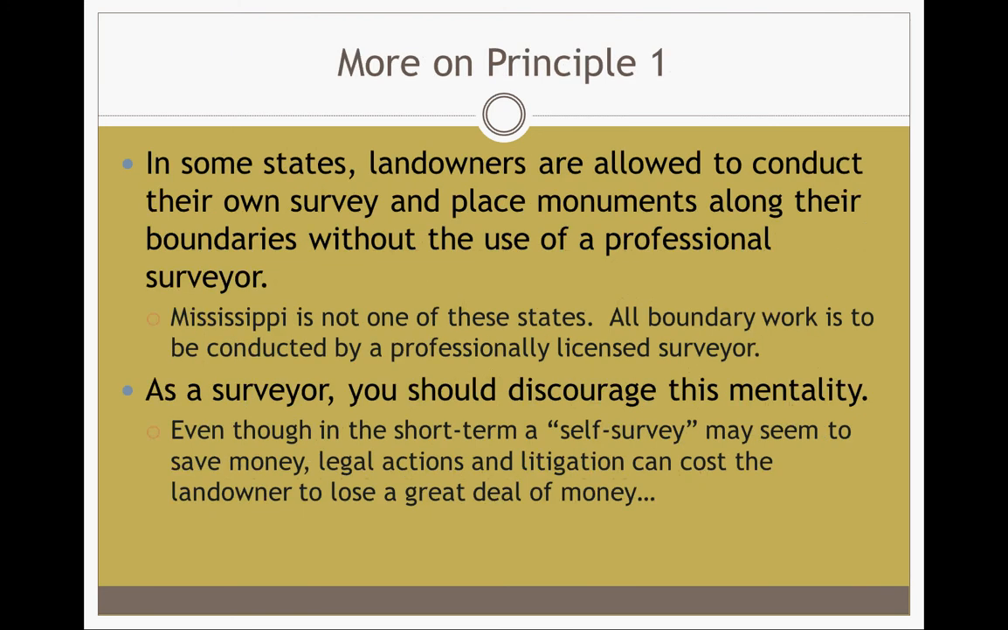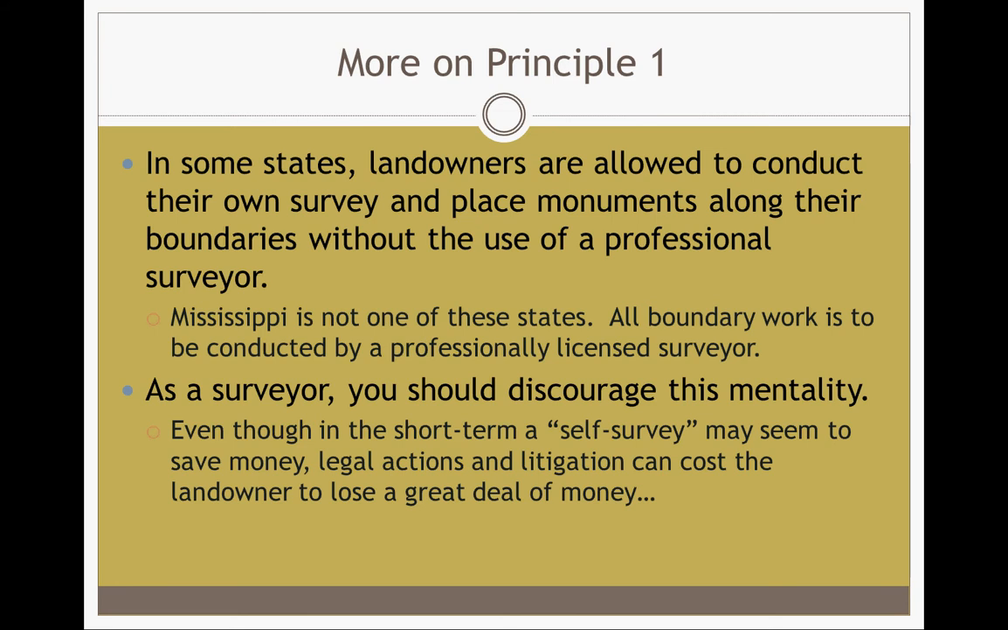In some states, landowners are actually allowed to conduct their own survey and to place monuments along their boundaries without the use of a professional surveyor. There are several states, as I've researched and read. I think Oregon is one. Most of your western states are that way. Mississippi is not one of these. You cannot just go out and set monuments on the ground and create your own boundaries without a professional surveyor. All boundary work is to be conducted by a professionally licensed surveyor. And if you're not a professionally licensed surveyor, or you're not working under a professionally licensed surveyor, then you are working outside of the law.